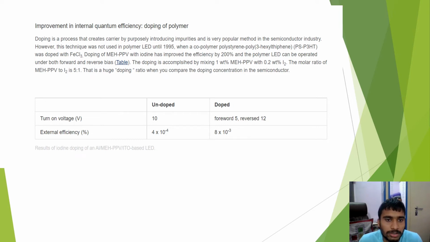Doping of MEH-PPV with iodine has improved the efficiency by 200%, and the polymer LED can be operated under both forward and reverse bias. The doping is accomplished by mixing 1 weight% MEH-PPV with 0.28% I2. The molar ratio of MEH-PPV to I2 is 5:1. This is a huge doping ratio when you compare it with the doping concentration of semiconductors.